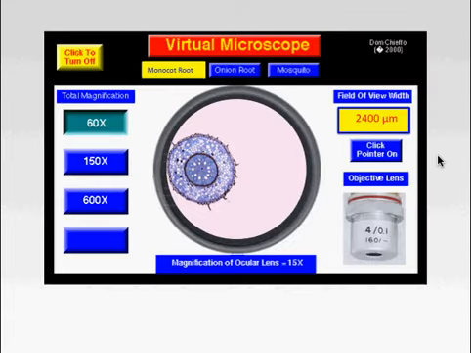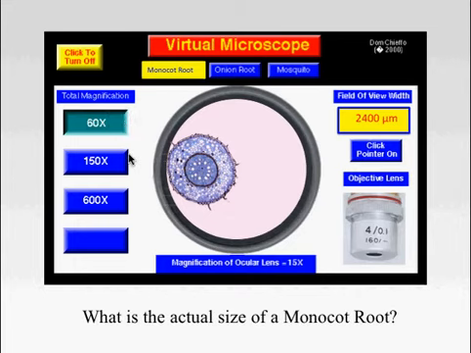In this video, we're going to be taking a look at microscopes and the various types of questions that you may be asked. Here we see a virtual microscope. Under the microscope, we see a monocot root. This monocot root is viewed at 60 times magnification. What we're going to be asked is, what is the actual size of a monocot root?